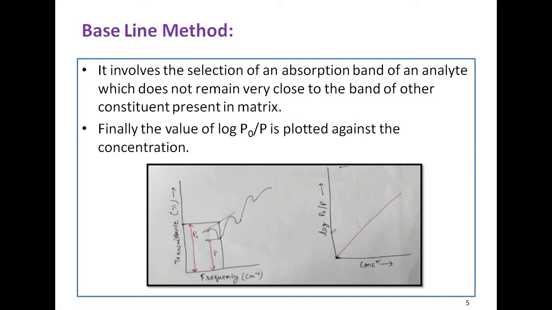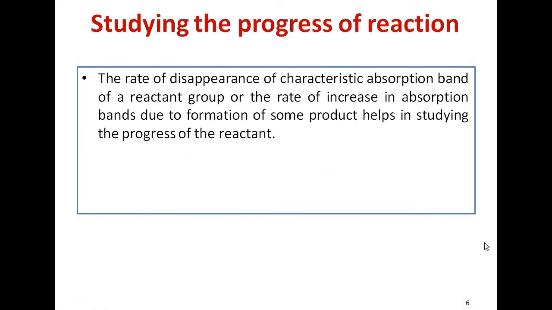The P naught may be achieved by drawing a straight line tangent to the spectral absorption curve at the position of the analyte absorption band. Consequently, the transmittance P is usually measured at the point of the maximum absorption. Finally, we can get the values of P naught and P. So, the log of P naught upon P is plotted against concentration, and we get a straight line curve, and this straight line curve is used for the calculation of absorptivity.